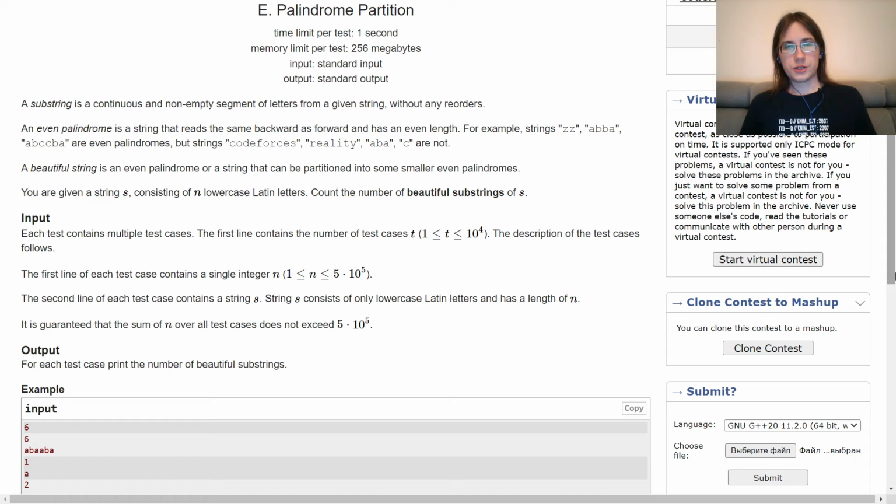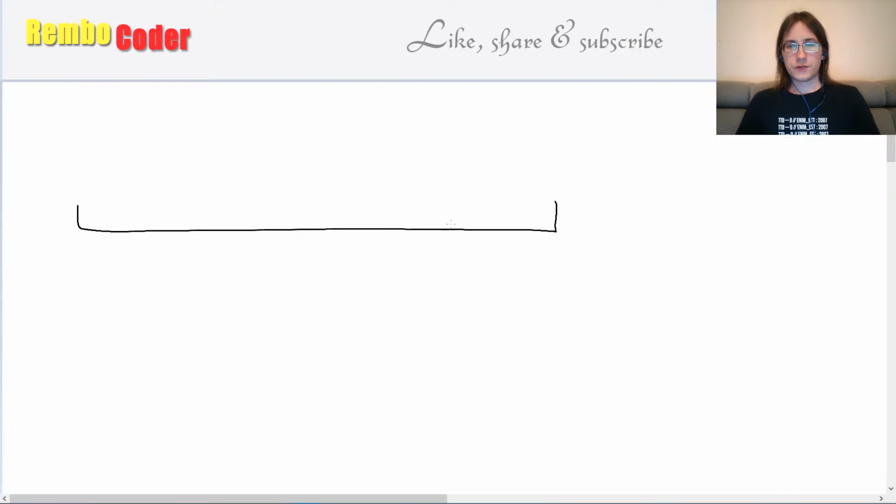You are given a string of length n. Find the number of good substrings of this string. First of all, we need to explore the definition of a good string. So once again, a string is good if it can be split into a set of even palindromes. I claim that we can use a greedy algorithm to find if the string is good or not.